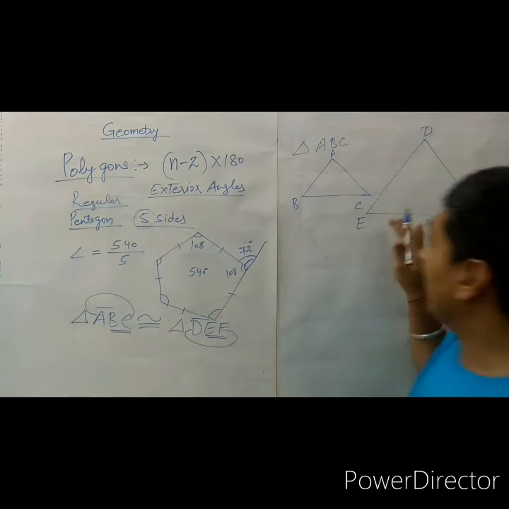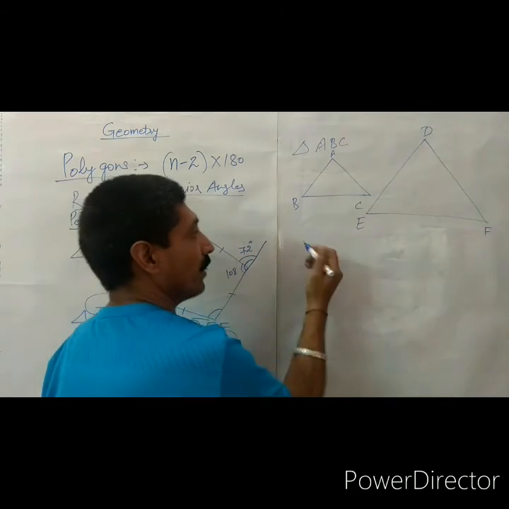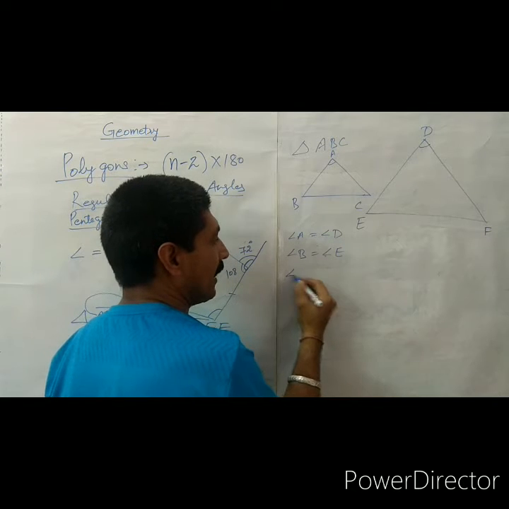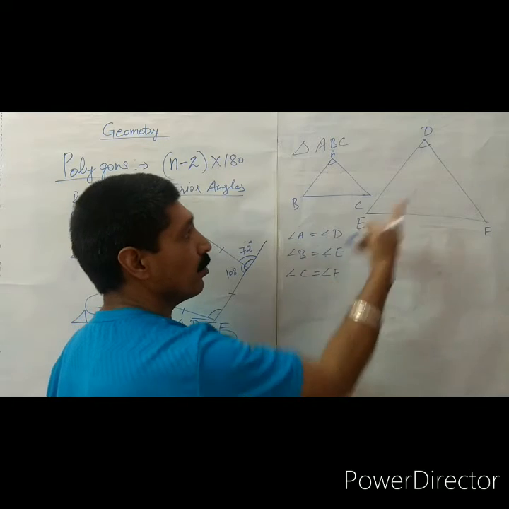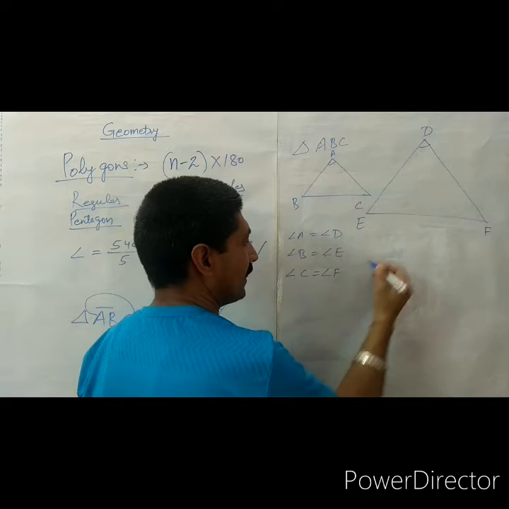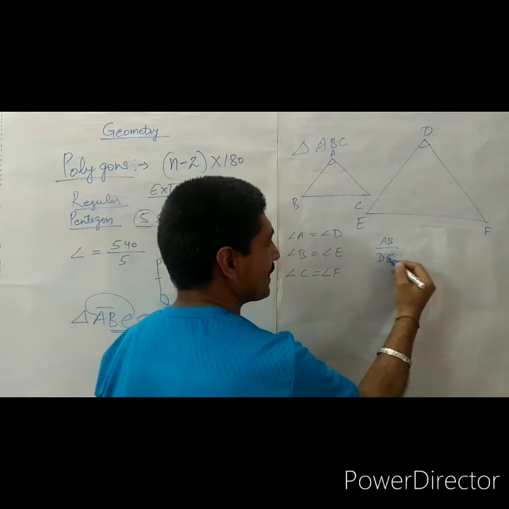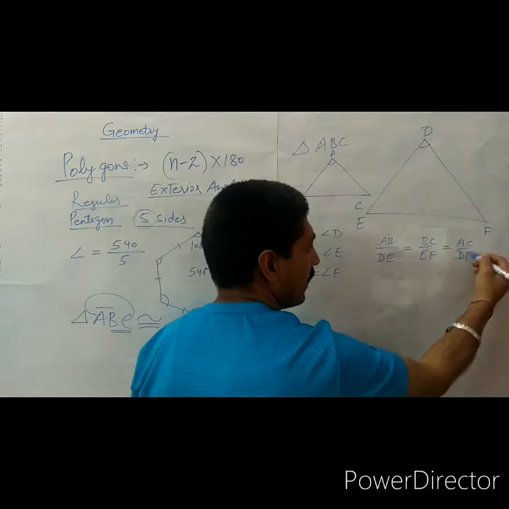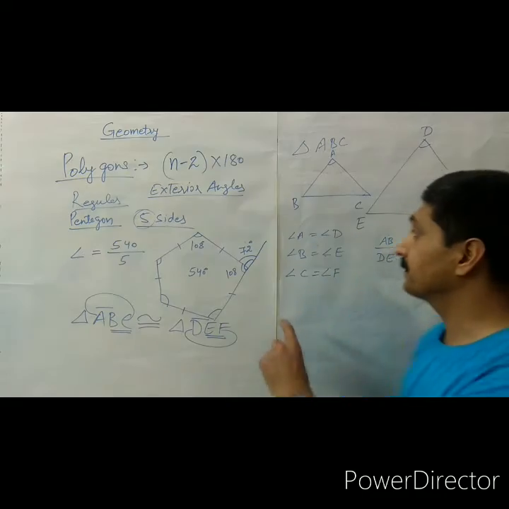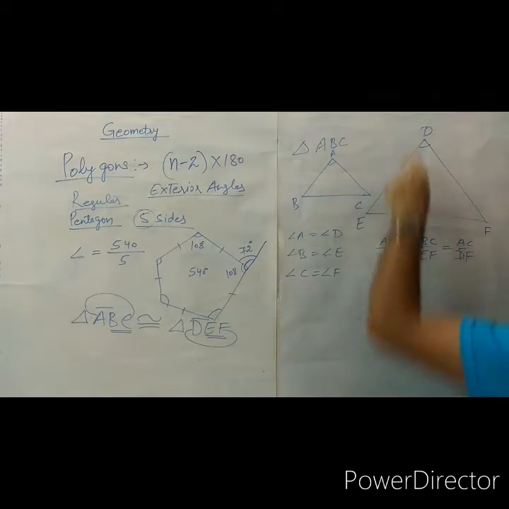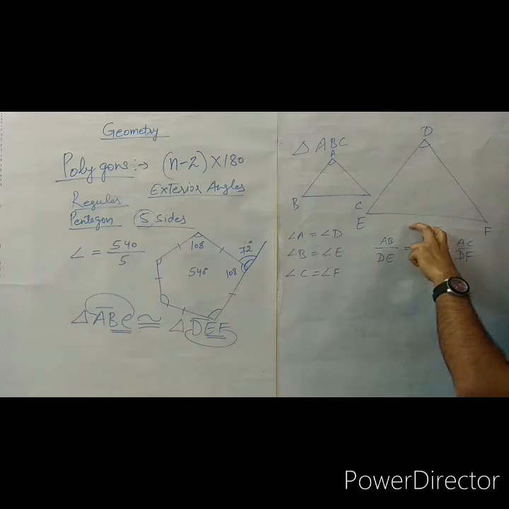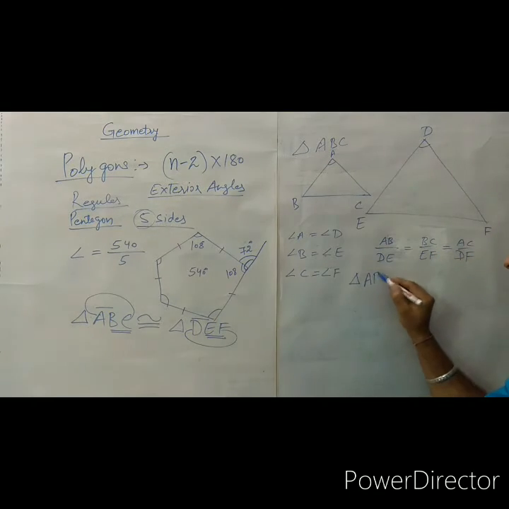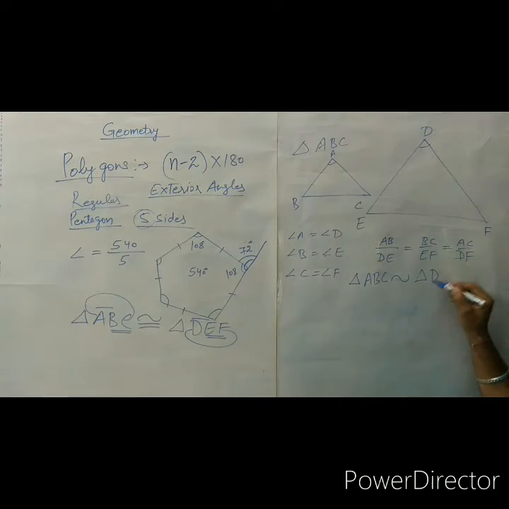Here when 2 triangles are similar, then we again have 6 conditions. Angle A is equal to angle D, angle B is equal to angle E, angle C is equal to angle F. And 3 more conditions: the ratio of their corresponding sides, that is AB upon DE, is always equal to BC upon EF, is always equal to the third side AC upon DF. So we have 6 conditions. If these 6 conditions are fulfilled, corresponding angles A, B, C, D, E, F, and the ratio of the corresponding sides, then we say these 2 triangles are always similar. So here we'll write triangle ABC is similar to triangle DEF.